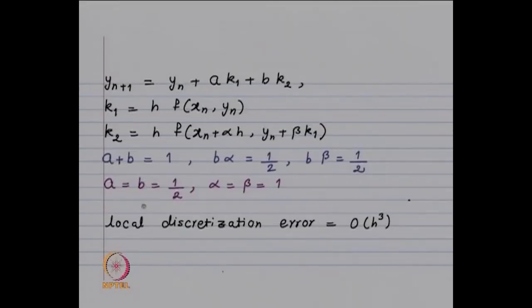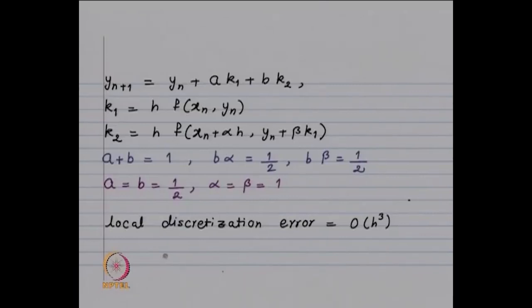So, let us choose something symmetric. Choose a is equal to b is equal to half, alpha is equal to beta is equal to 1, then the local discretization error is going to be of the order of h cube. This is known as the Runge-Kutta method of order 2. What you need to do is evaluate your function f at x n y n, and then evaluate your function f at x n plus h, because alpha is equal to 1, and y n plus k 1. You have calculated k 1. So, you calculate that and then you take the mean of these two, a and b being equal to half. So, it is going to be y n plus 1 equal to y n plus h times f of x n y n plus h times f of x n plus h, y n plus k 1, divided by 2.